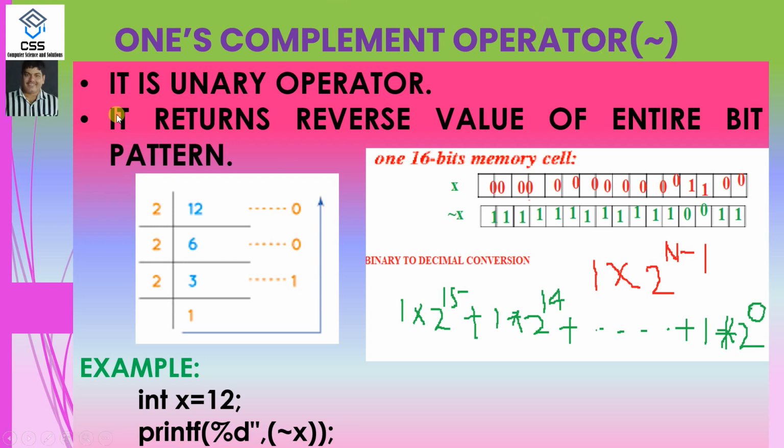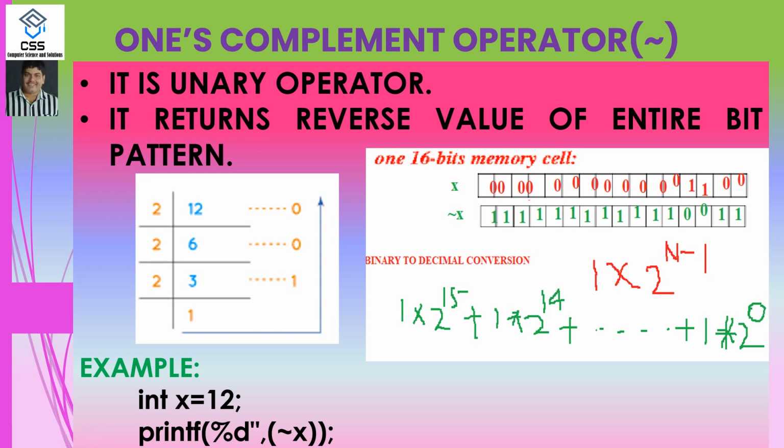Ones complement operator is a unary operator. Why is it a unary operator? The operator which requires one operand to fulfill its job is known as a unary operator, and as the ones complement operator requires one operand, it is known as a unary operator. And what is the evaluation process of this ones complement? It returns the reverse value of the entire bit pattern. Reverse value means the place that is 1 will be 0, and the place that is 0 will be 1. That means 1 becomes 0, 0 becomes 1, and that is known as the complement value.